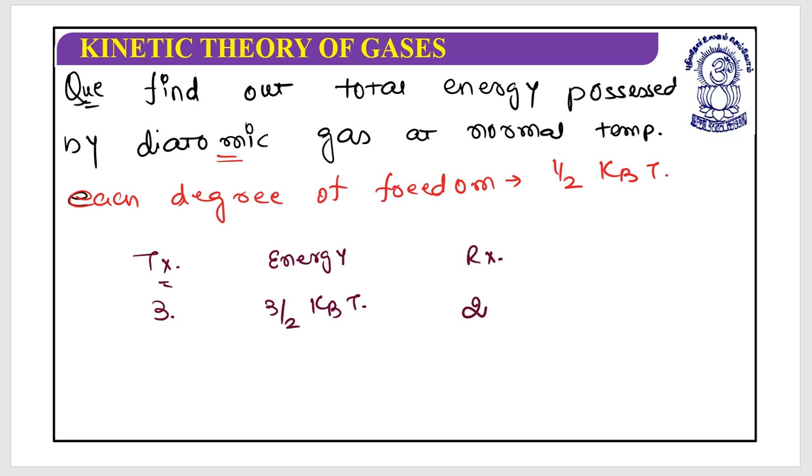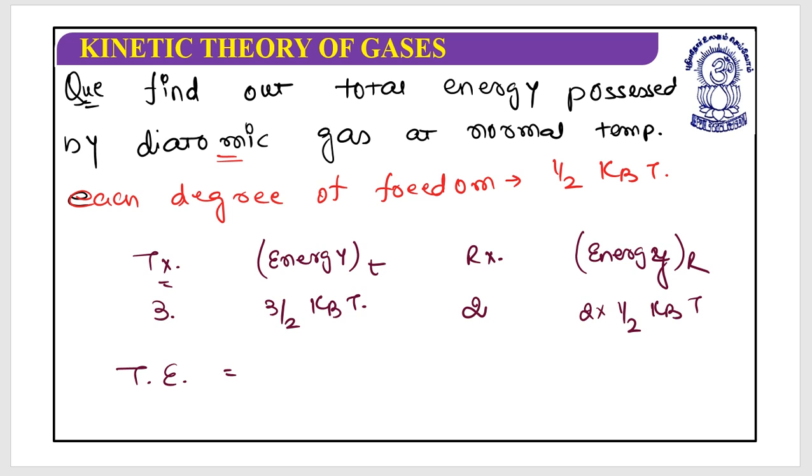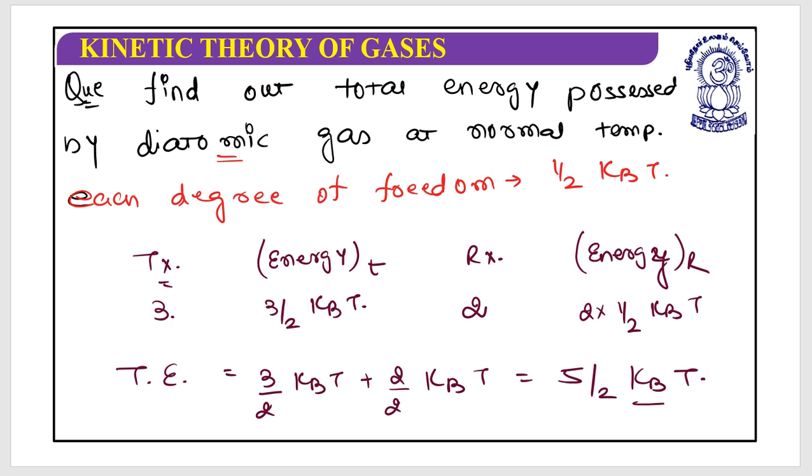It also has rotational motion, with 2 degrees of freedom. So the energy associated with it is 2 into half kBT. The total energy is equal to the energy due to translatory motion plus the energy due to rotational motion. So this is 3 by 2 kBT plus 2 by 2 kBT, which equals 5 by 2 kBT. This is the total energy of a diatomic gas at normal temperature. Here we have ignored the effect of vibrational degrees of freedom because they have said normal temperature. I hope this is clear.